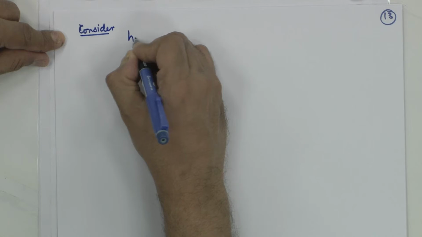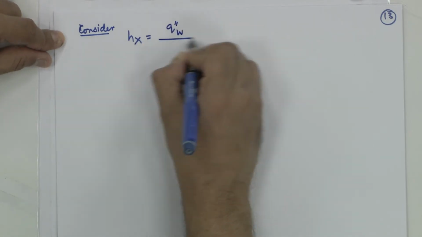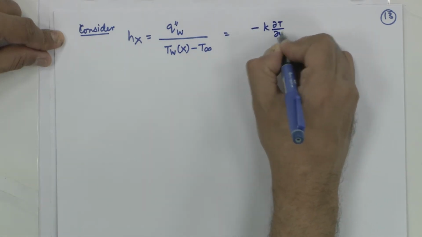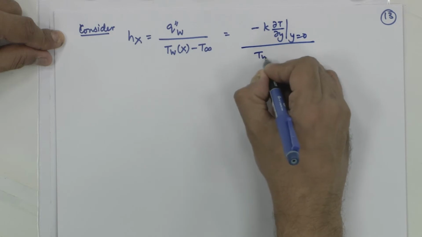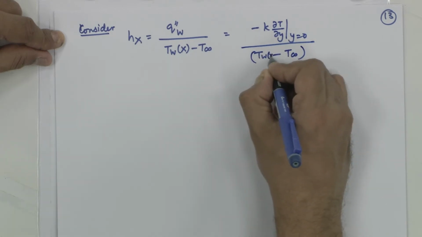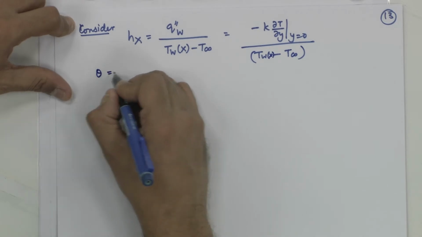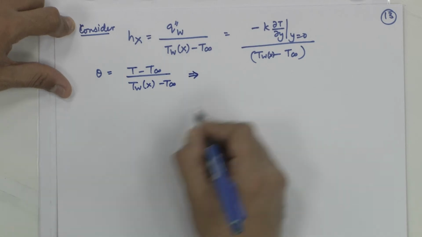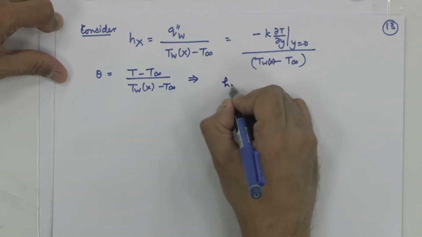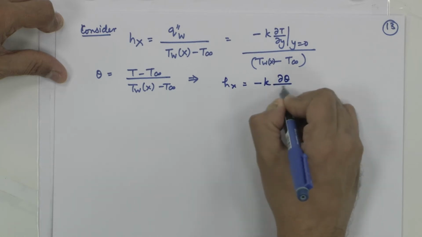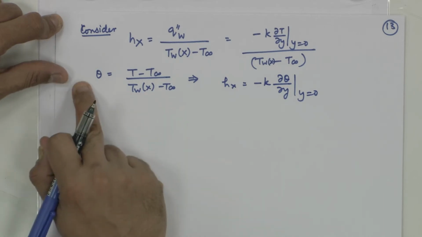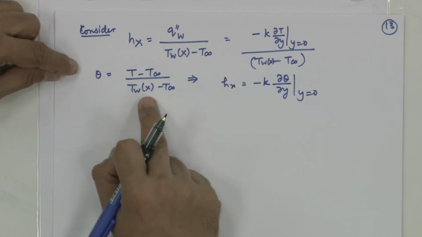We are going to consider h of x, the local heat transfer coefficient, which is wall heat flux divided by local wall temperature minus T infinity, which is minus k dT by dy at y equal to 0 over (T wall minus T infinity). This is a function of x, of course. Theta is equal to (T minus T infinity) divided by (T wall minus T infinity). Therefore, substituting, I get hx is equal to minus k d theta by dy at y equal to 0. So, T wall minus T infinity is constant when differentiating theta with respect to y, you get this quantity.